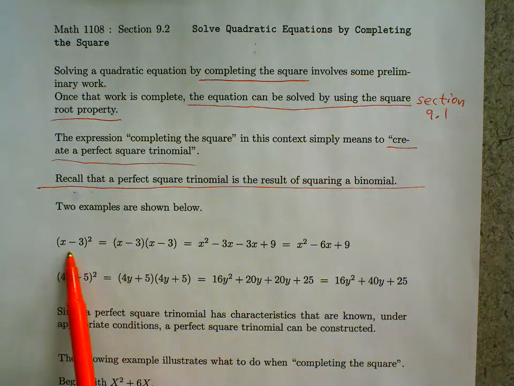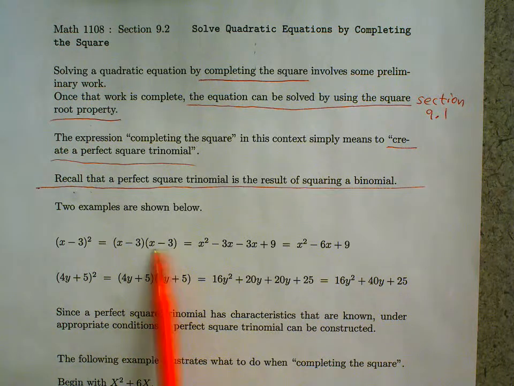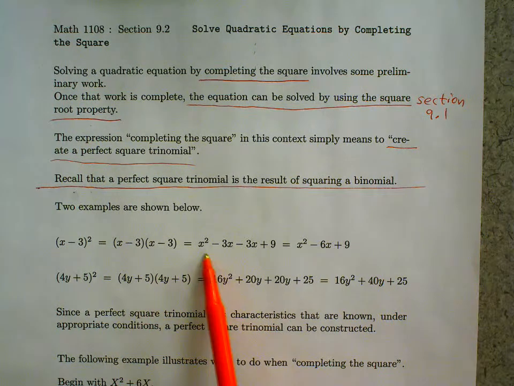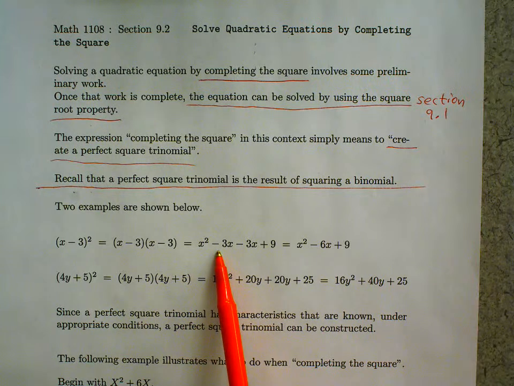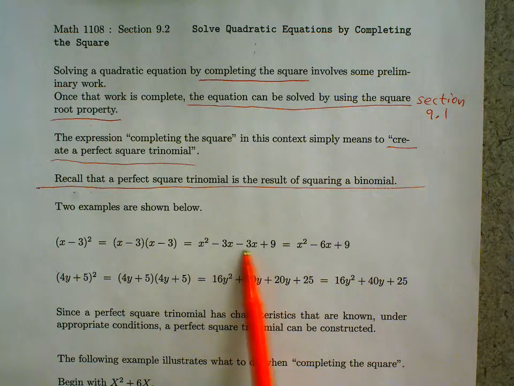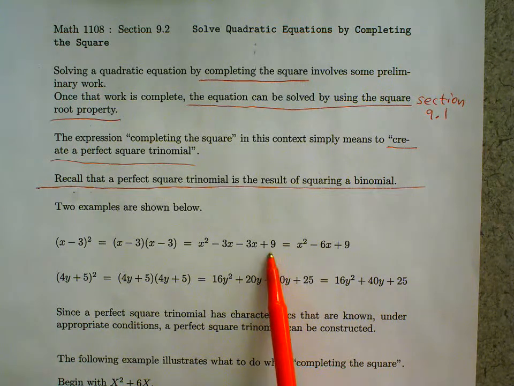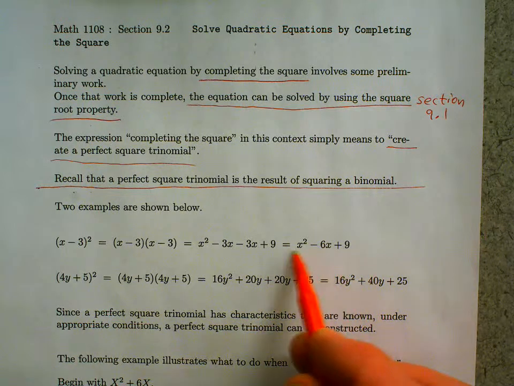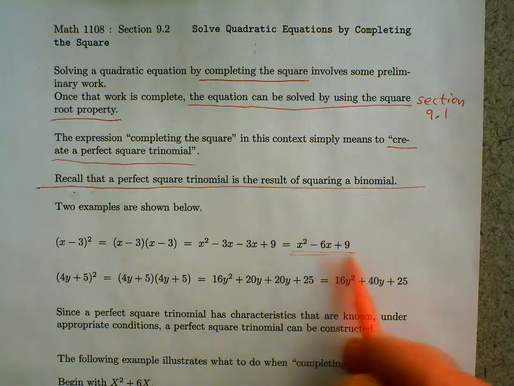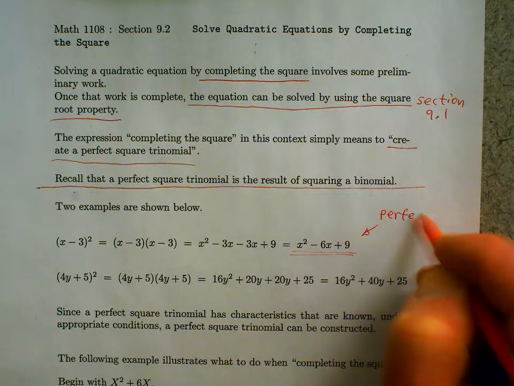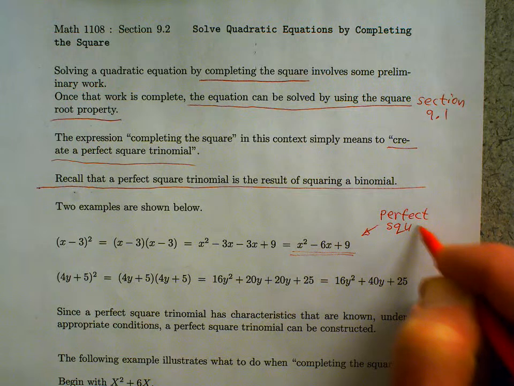If we square the binomial x minus 3, remember what that means to square a binomial. It means to multiply the binomial by itself. So x minus 3 times x minus 3, we have x squared minus 3x minus 3x a second time, and then negative 3 times negative 3, we write plus 9. And then when we combine like terms, we get x squared minus 6x plus 9. This is a perfect square trinomial. It's the result of squaring a binomial.